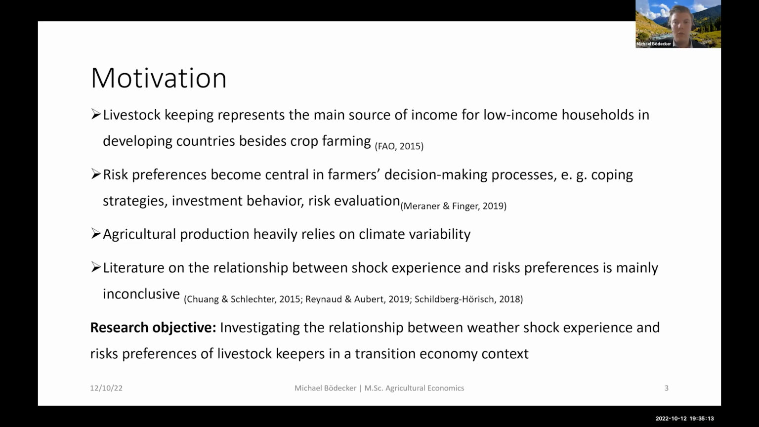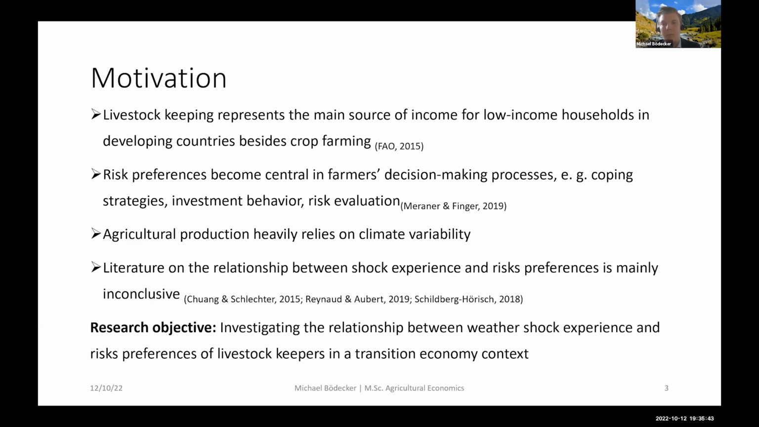Also, when we talk about farming, every decision-making process involves some kind of risk or shock experience. Farming is especially exposed to a lot of risks. So risk preferences become central in farmers' decision-making processes, for example for coping strategies, investment behavior and risk evaluation. So understanding the determinants of risk preferences is very important. That's one of my motivations.